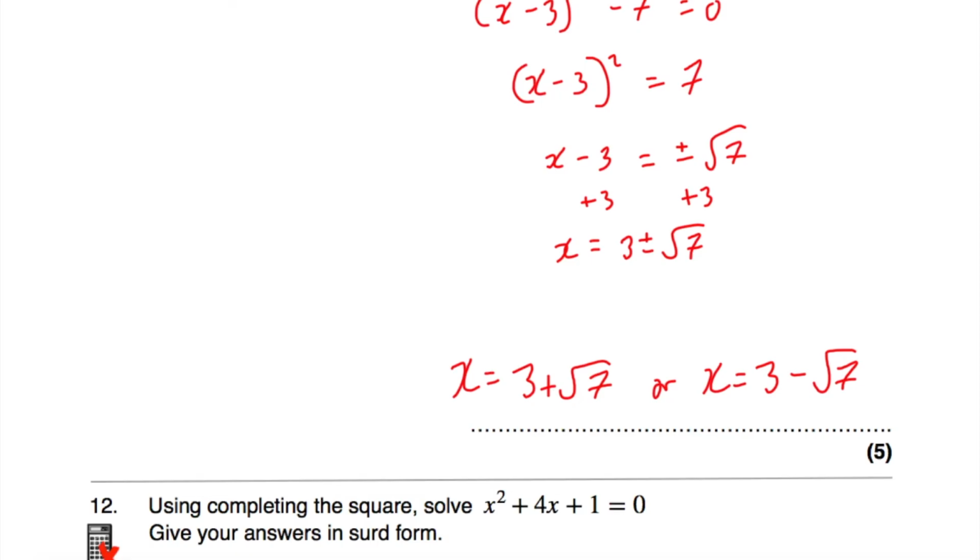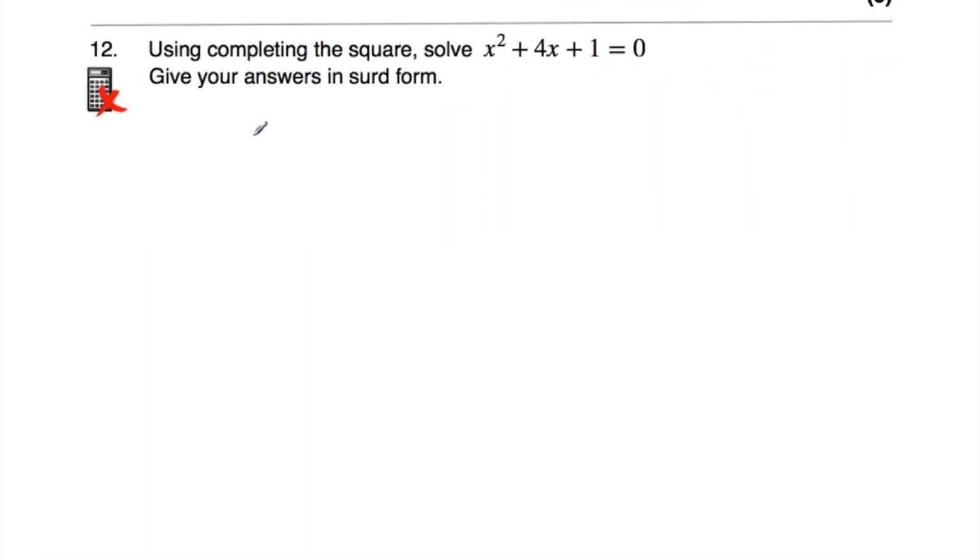Okay, let's have a look at our next question, question number 12. Okay, question number 12, we've been asked to solve another quadratic using completing the square, and we've been asked to give our answers in surd form. Obviously, this is a non-calculator question. So, because we've been asked to use completing the square, let's do completing the square on the left-hand side. Because it equals 0, we're going to do completing the square on this left-hand side here.